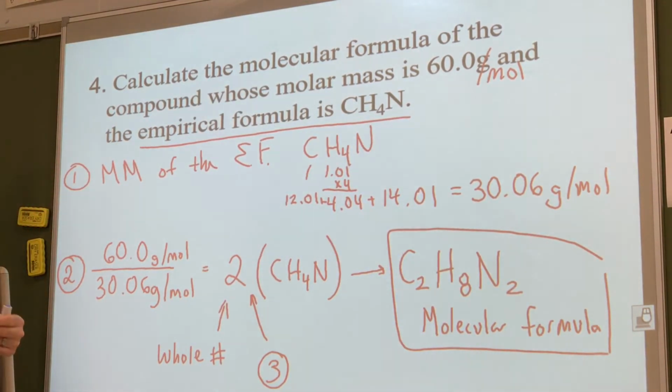The kicker is you need an empirical formula first to do the molecular formula. So a lot of the problems are going to have you first calculate empirical formula and then calculate the molecular formula. So these are usually grouped together. Okay, are there any questions with what we just did?